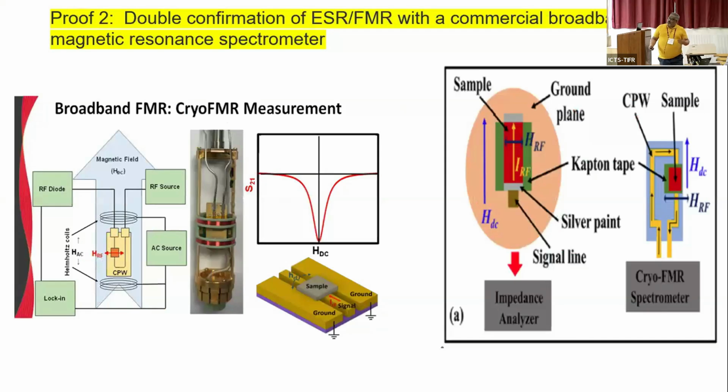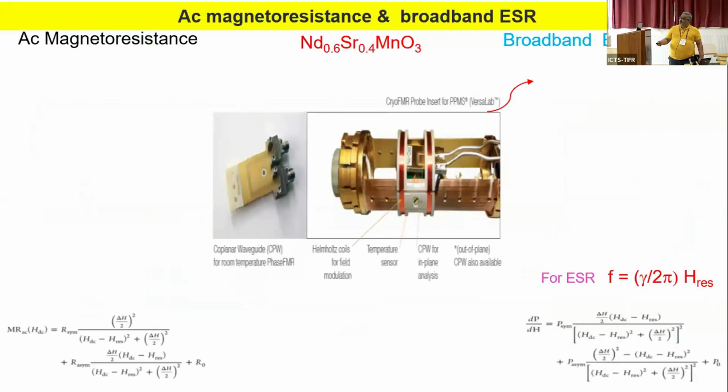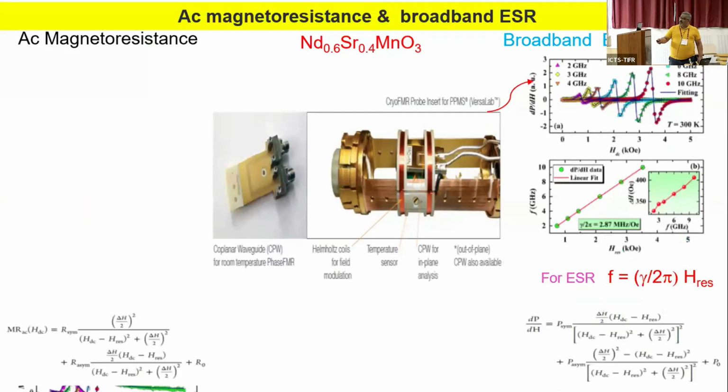Further, to go one step ahead, if you don't believe this result, use a commercial equipment, this is about 110,000 USD. This is a cryo-FMR, which can go from 400 Kelvin down to 10 Kelvin. What you do is place the sample somewhere here between this Helmholtz coil. You pass the high frequency current through the signal line, and it creates an RF magnetic field around this, which will interact with the sample, and the very expensive spectrometer measures dP by dH, that is the power absorption derivative. This is what we compare the results with.